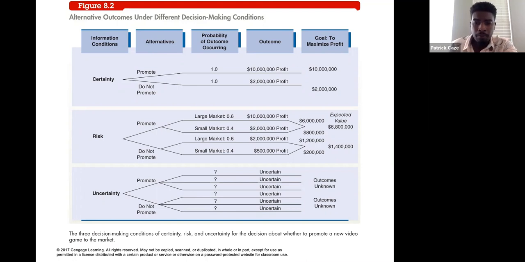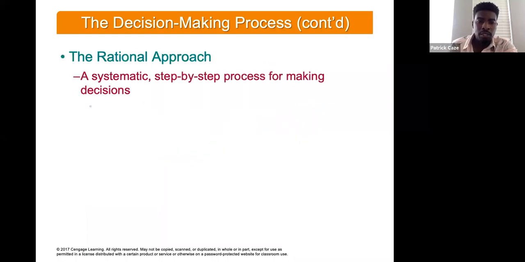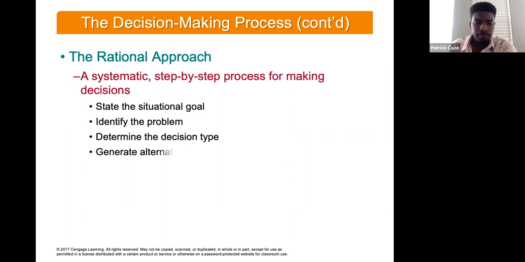line. Okay, all right. So a couple of different approaches to decision making. There's the rational approach, the behavioral approach, and then the practical approach. And we're going to look at each one a little more in depth.